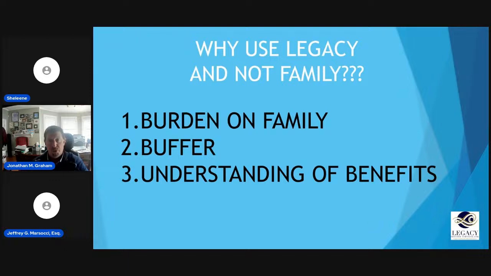Okay. And the third reason why you may not use family and you would use Legacy is understanding of benefits. All right. With the understanding of benefits, Legacy Trustee Services or another third-party trustee knows what to do with that money, how to invest that money to maximize it according to the creator of the estate's objectives for that beneficiary.